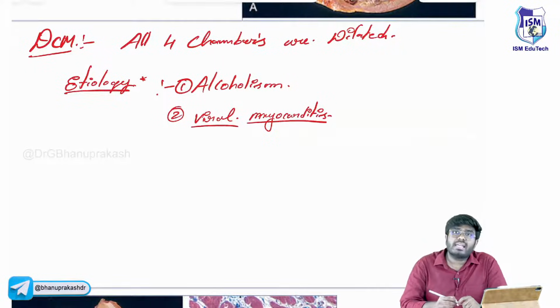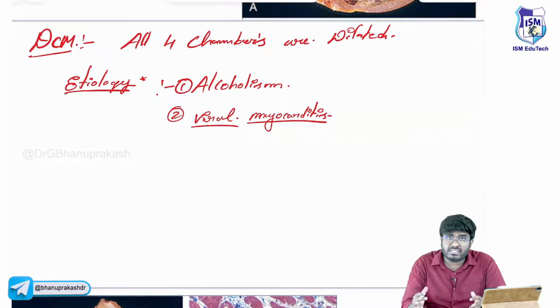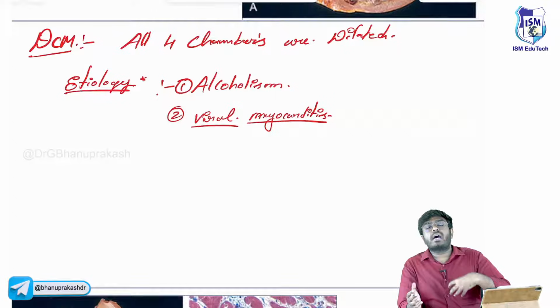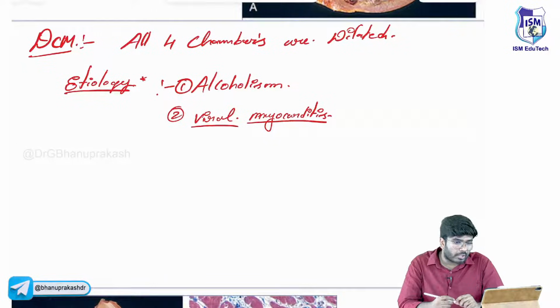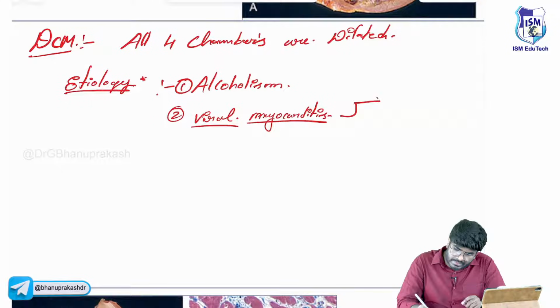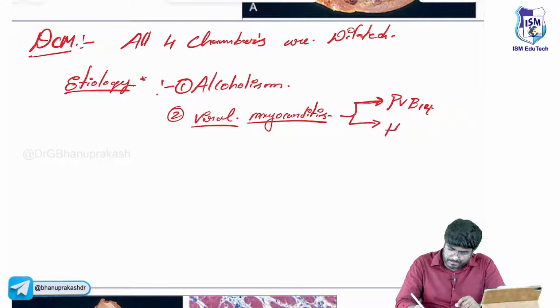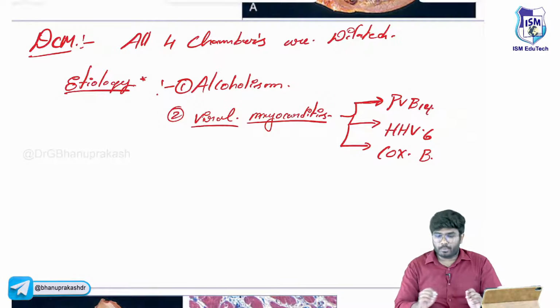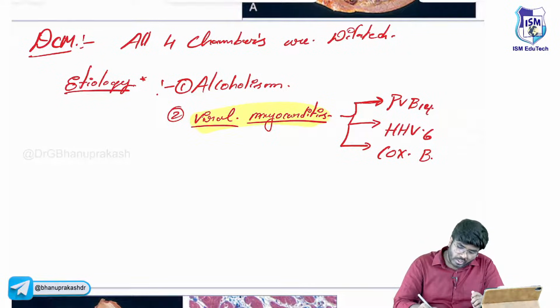So viral myocarditis. What exactly is this viral myocarditis? If you get infection with certain viruses, a heart infection with viruses, that can lead to dilated cardiomyopathy. Which viruses are most important? It's parvovirus B19. Other viruses are HHV6, human herpes virus 6, and Coxsackie B virus. So very important: the most common causes of viral myocarditis, parvovirus B19, HHV6 or Coxsackie B virus, can lead to dilated cardiomyopathy. Alcoholism.